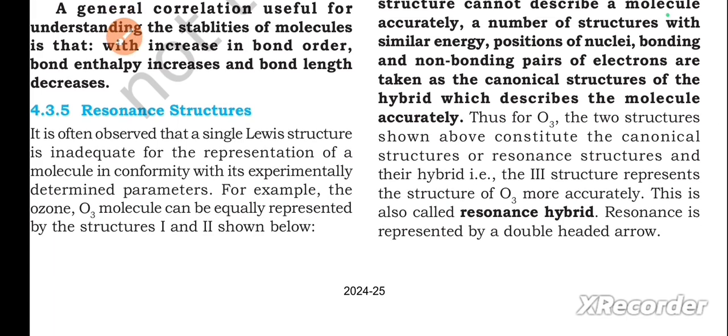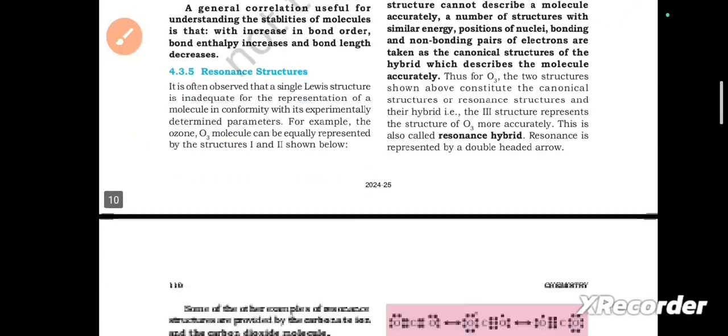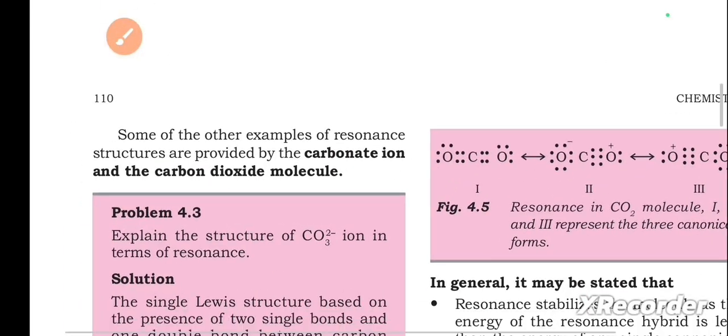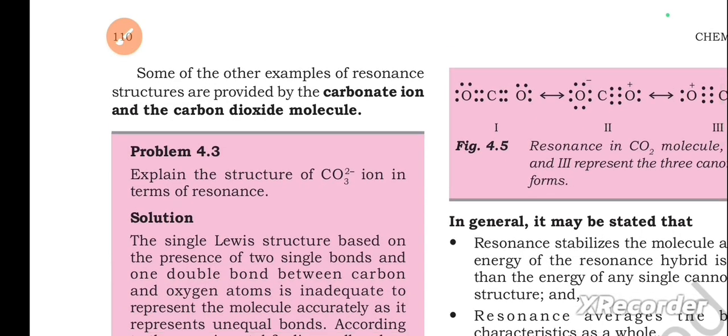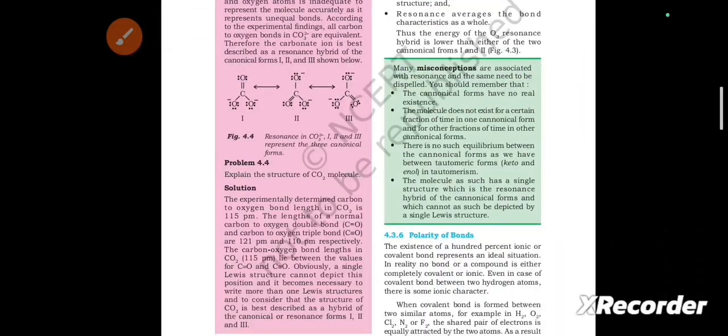Thus, for O3, the two structures shown above constitute the canonical structures or resonance structures, and their hybrid, that is, the third structure, represents the structure of O3 more accurately. This is also called the resonance hybrid. Resonance is represented by a double-headed arrow. Some of the other examples of resonance structures are provided by the carbonate ion and the carbon dioxide molecule.